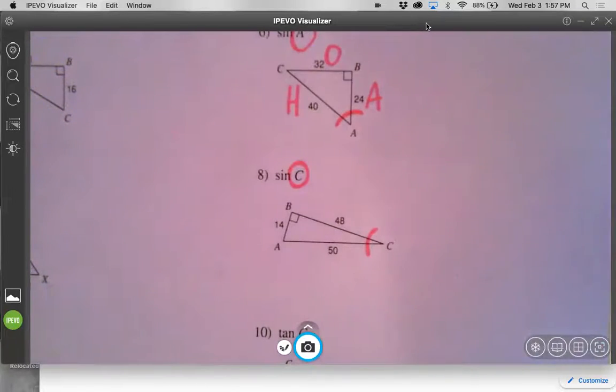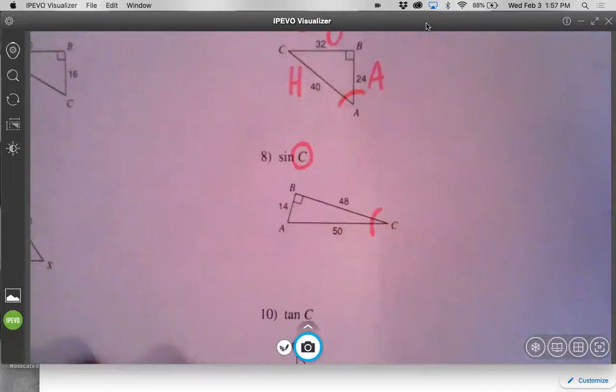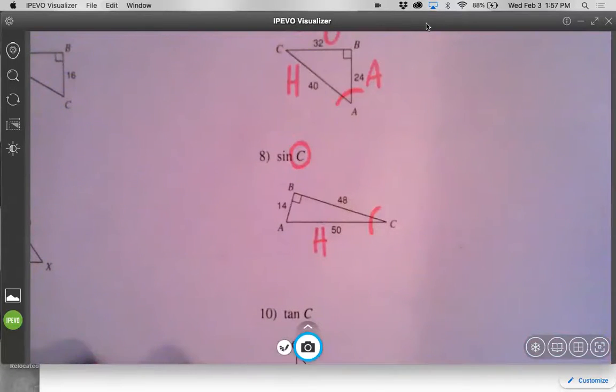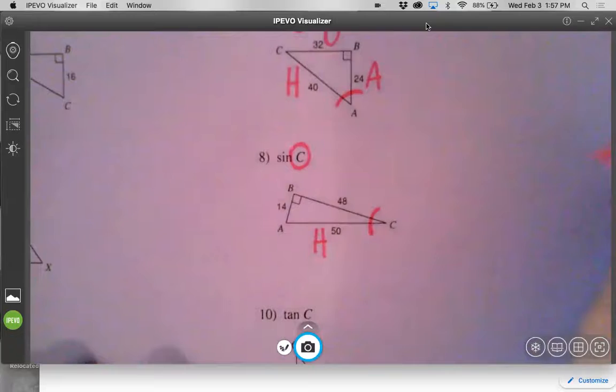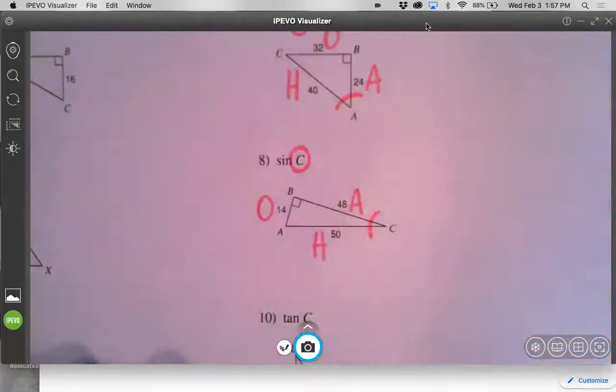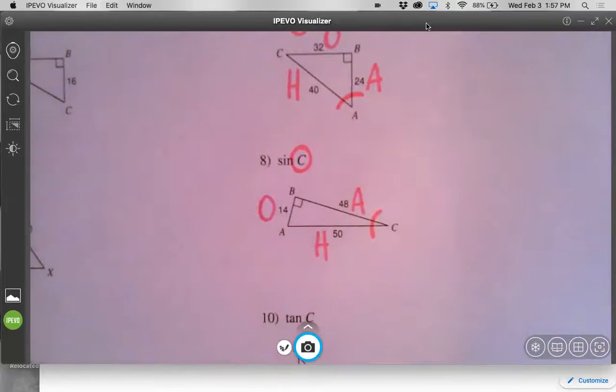So which one is the hypotenuse? And then the adjacent is, whoop, not 14. There it is. And so the opposite is 14. So what questions do you have? We all good?